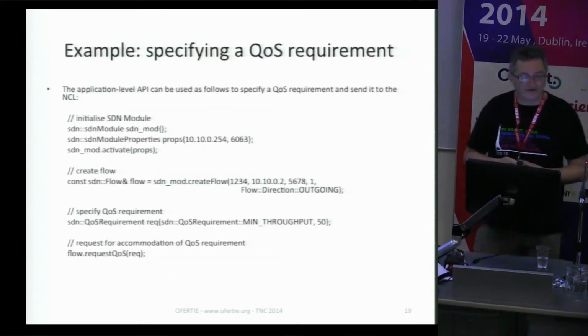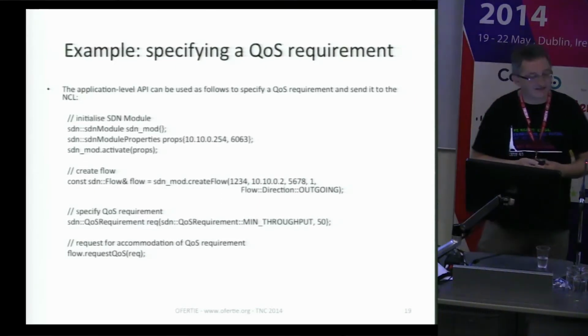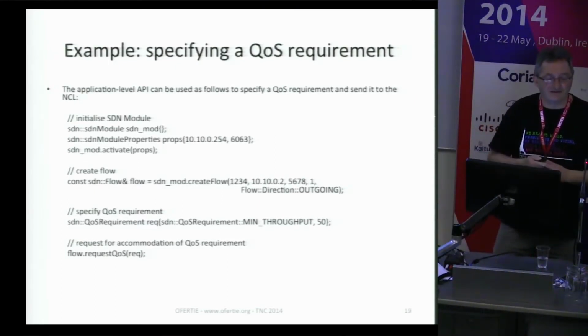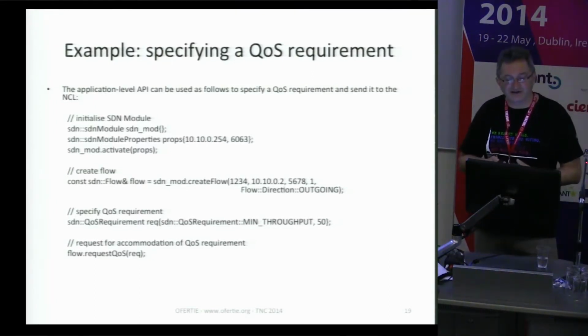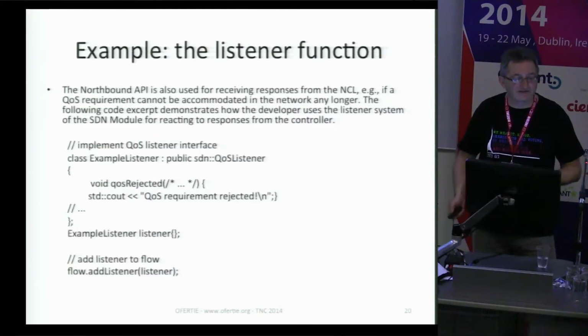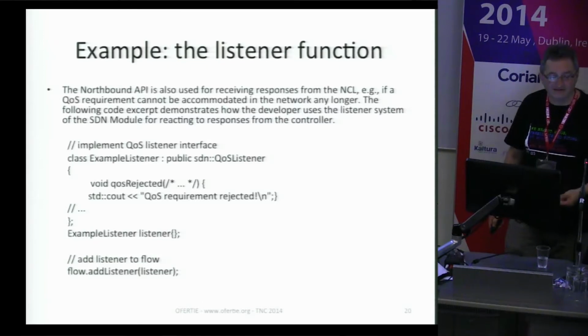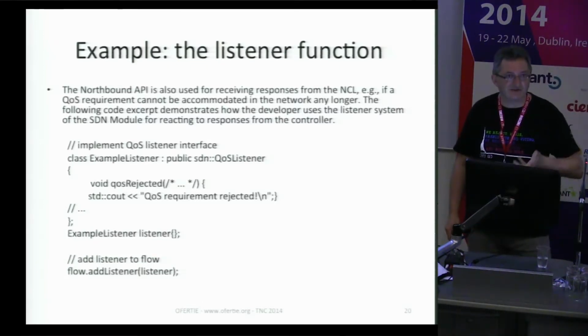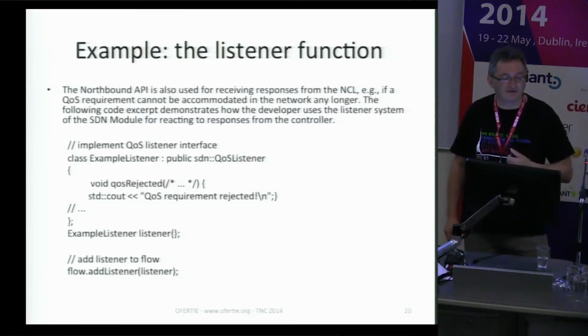So here are some very simple excerpts of code that you could use in an application. It just gives you an idea of what the application API might look like if you're expressing a QoS requirement directly in this case, rather than in an abstract way. And similarly, your code can also listen for messages coming back from the controller to indicate that there may be some issue that you have to react to.